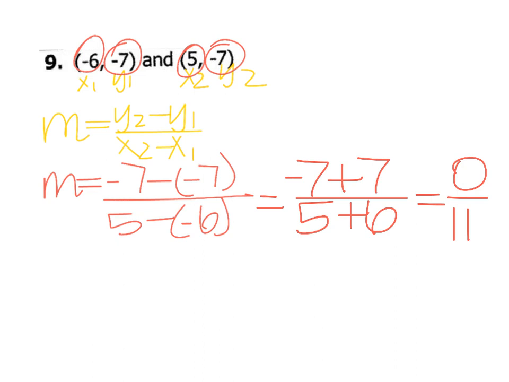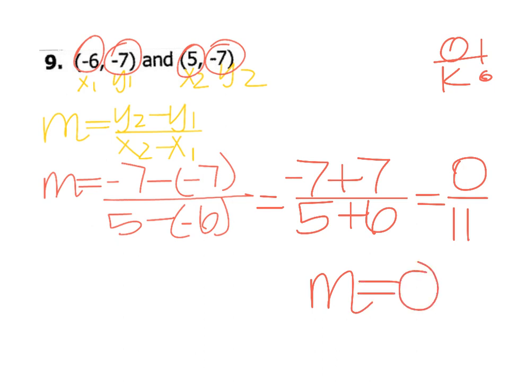Remember, if 0 is on top, that is okay, alright? That just means that M equals 0. Alright, if 0 is on the bottom, that's when it's undefined and you would get an error in your calculator. 0 divided by anything is always 0.